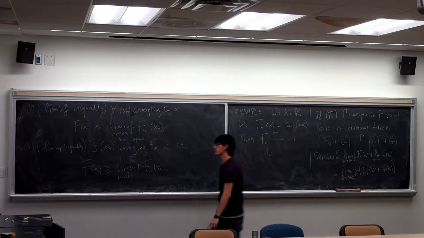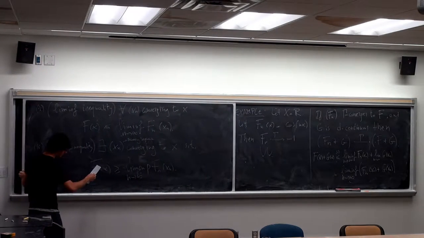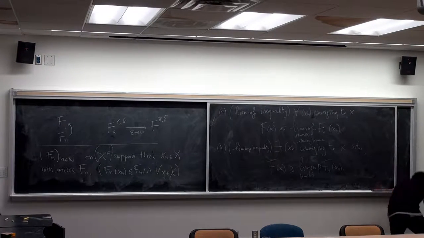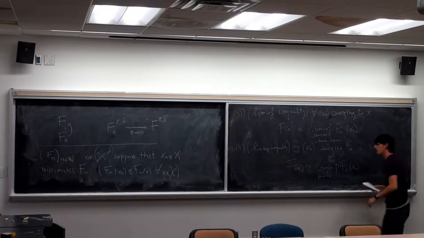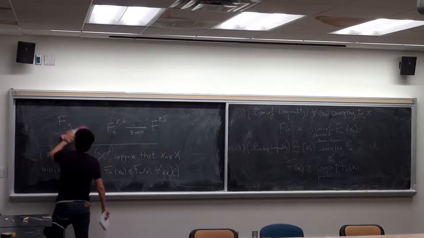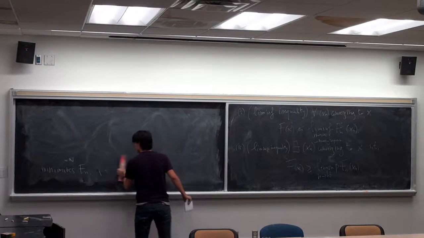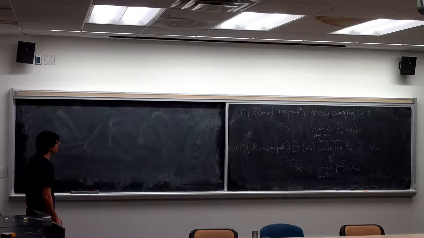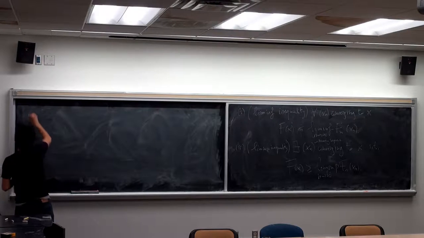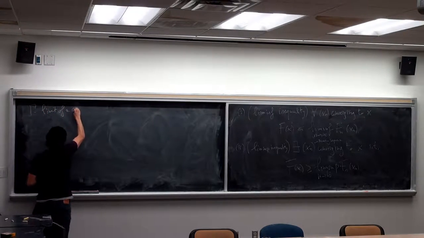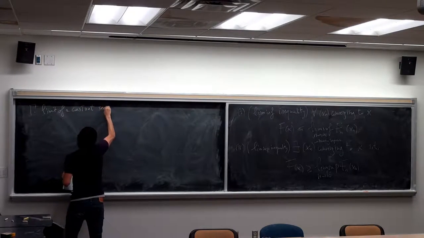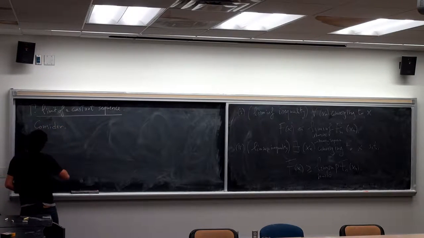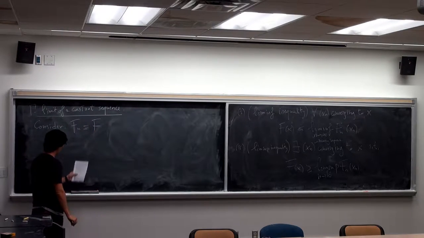Okay. So I said that I don't want to erase this, so let me actually cover that. So let's take a look at the gamma limit of a constant sequence. Consider F_n identically equal to a function F.